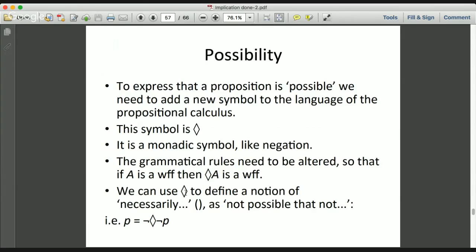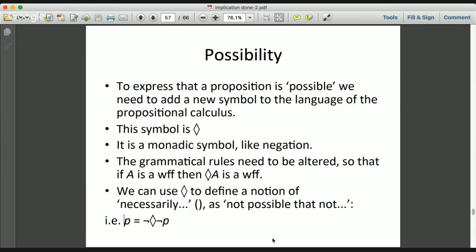And given diamond, we can define necessarily in terms of this. So there should be a box in front. Imagine there was a box there. I don't know why it's not there. But box P just means not diamond not P, and that's saying necessarily P means not possible that not P. Something's necessary if it's not possible that not P.